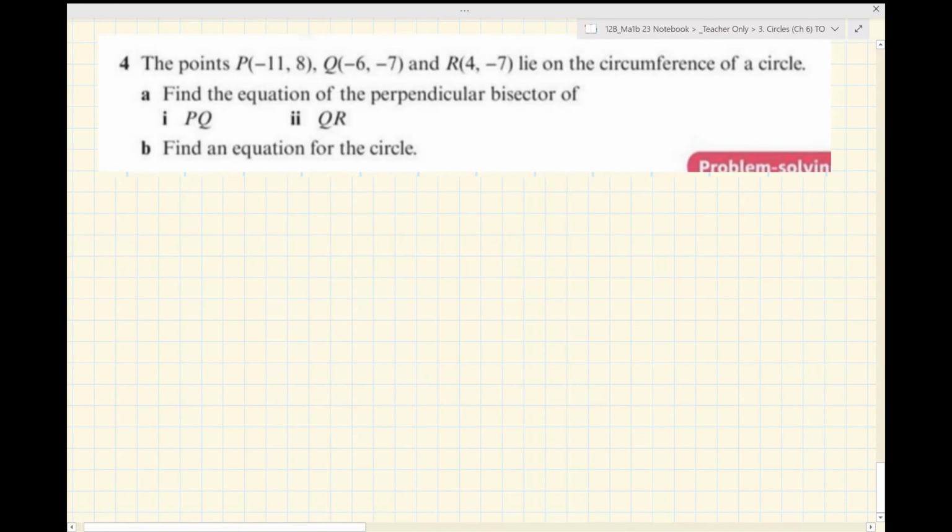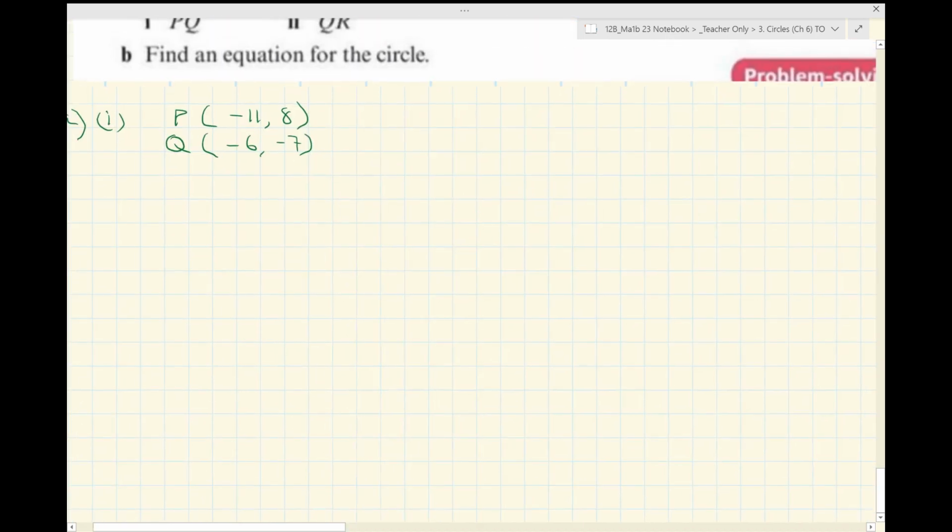Question 4. Okay, so I've got some points that lie on the circumference of the circle, and I'm asked in part 1 to find the equation of the perpendicular bisector of PQ. Well, let's write down the coordinates of P, minus 11, 8, and the coordinates of Q, minus 6, minus 7. I need to find the equation for the perpendicular bisector. So that's obviously going to go through the midpoint of P and Q. So what is that midpoint?